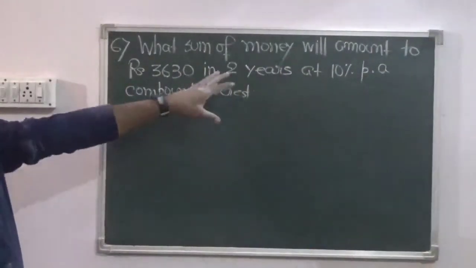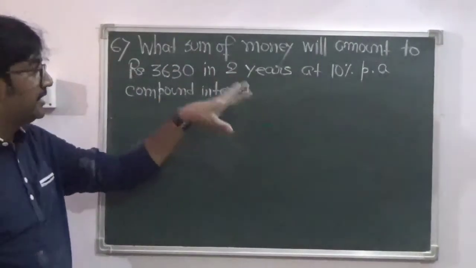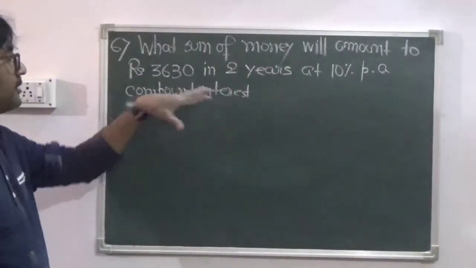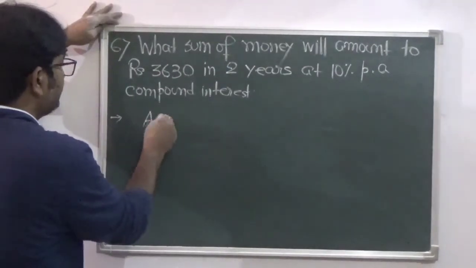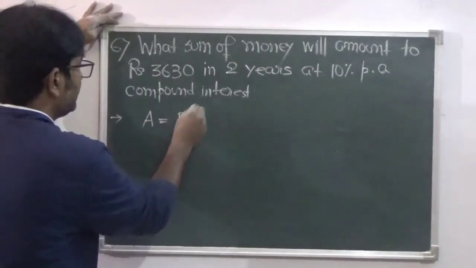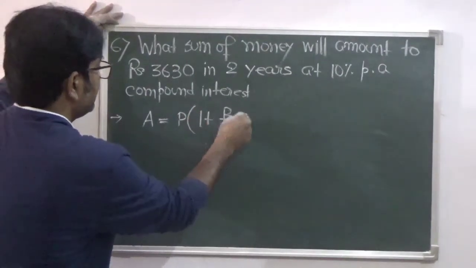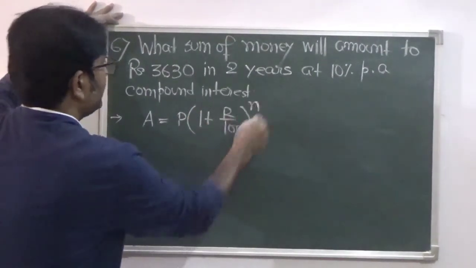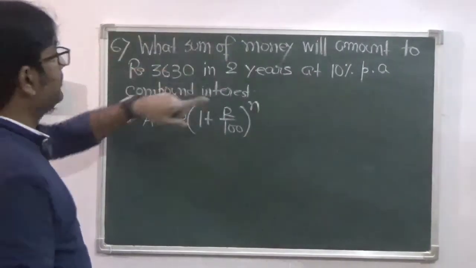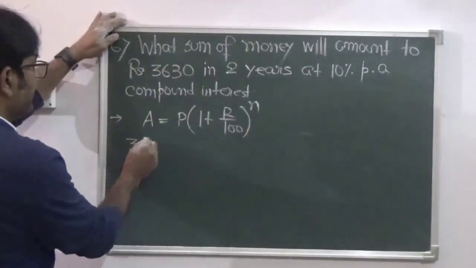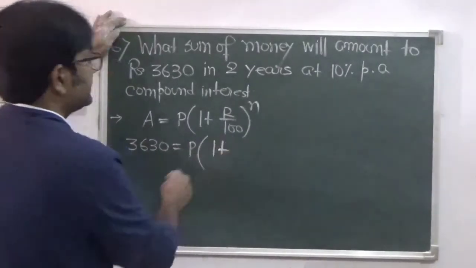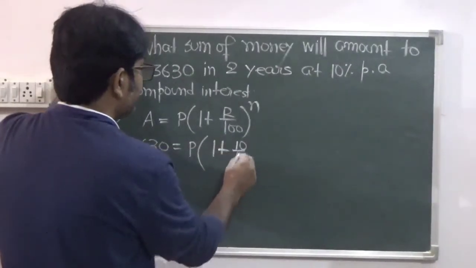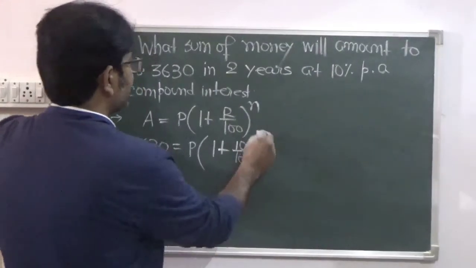So what sum of money will amount to rupees 3630 in 2 years at 10% per annum compound interest? So here the amount is given. So amount equals P into (1 plus R by 100) to the power n. Amount is 3630, P is unknown, rate is 10%, so 10 by 100, and n is 2 years.